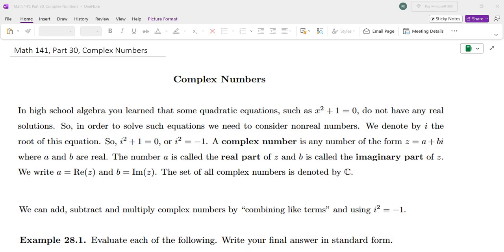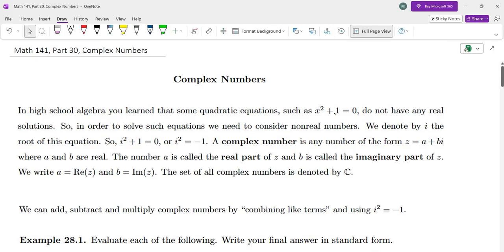In high school algebra, you learned that some quadratic equations like x squared plus 1 do not have any real roots. So the roots of these equations are going to be what we call complex numbers. The root of the equation x squared plus 1 is denoted by i. So i satisfies i squared plus 1 equals 0, or i squared equals -1.